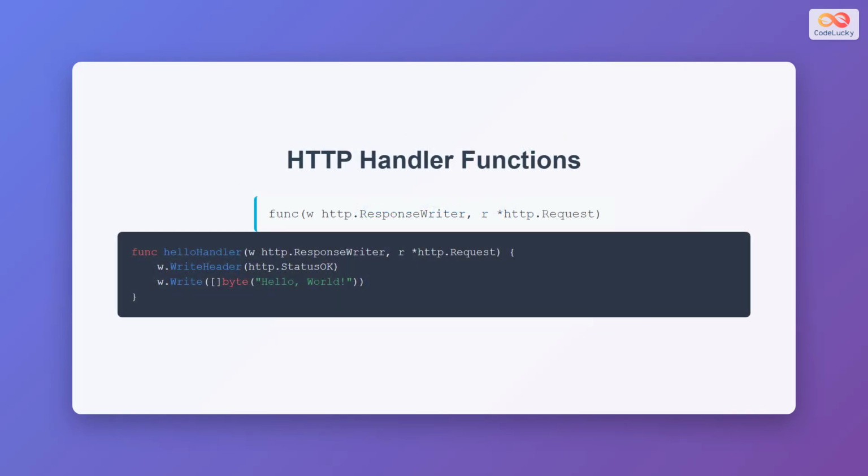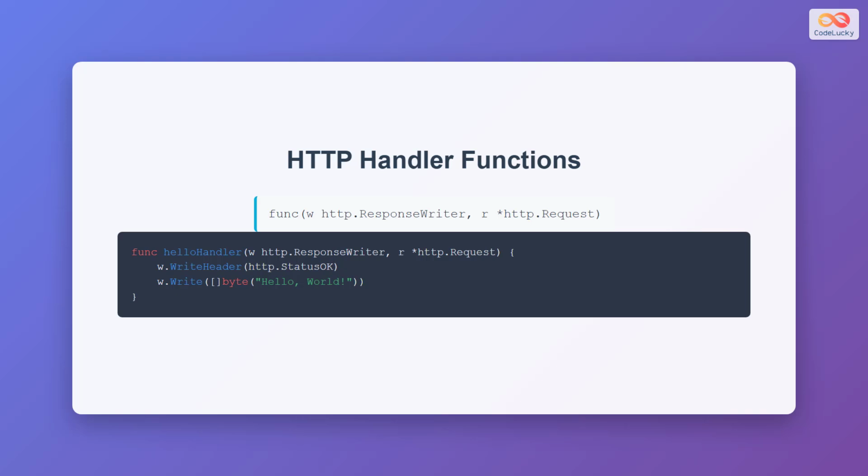At the core of every Go HTTP server is the concept of handler functions. These functions have a specific signature: func(w http.ResponseWriter, r *http.Request). The http.ResponseWriter is used to construct the server's response, and the http.Request contains all the details of the incoming client request. As an example, this is how a simple hello handler function looks.